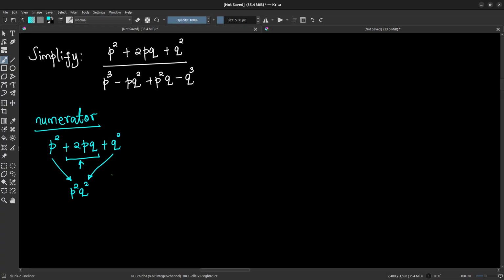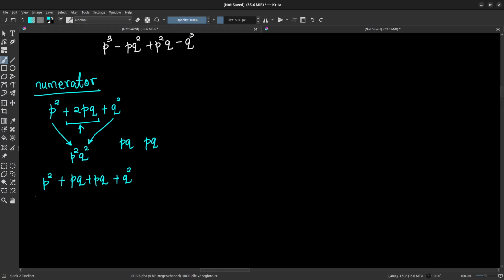In our case, those two factors are going to be pq times pq, so that when you multiply them, we get p squared q squared, and when we add them, we get 2pq. So the center term is now pq plus pq, and then to its right we still have q squared, and to its left we have p squared. So let's take these factors in pairs. The first pair will be this, and the second pair will be this.